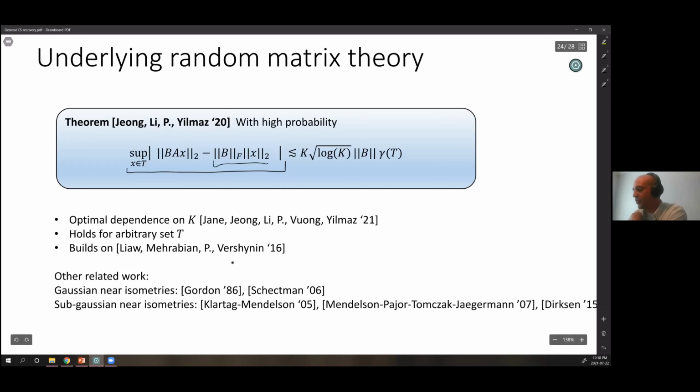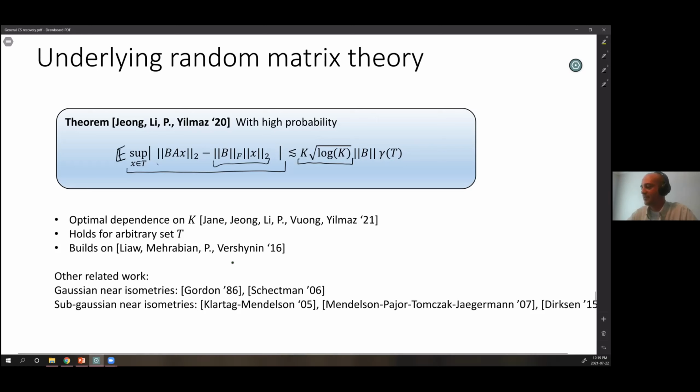Here, in fact, this is almost the expected value of the A x2 norm. And you see this K root log K right here. It turns out that is the optimal dependence on the sub-Gaussian norm. And its optimality, in fact, should be an expected value here, or with high probability.